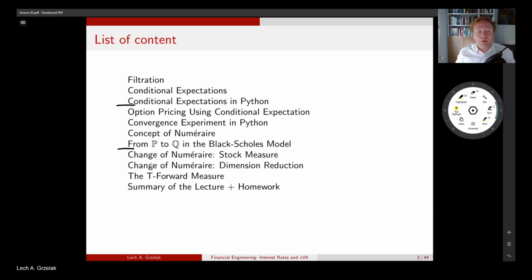The third block is a really nice one, because here we will apply what we have learned previously about measures, filtrations, and expectations. I will show you how to think of a measure where the numeraire is a stock, and how we can benefit in pricing. Then we will go into dimension reduction, so how measure change can be used to reduce the dimensionality of the pricing problem.